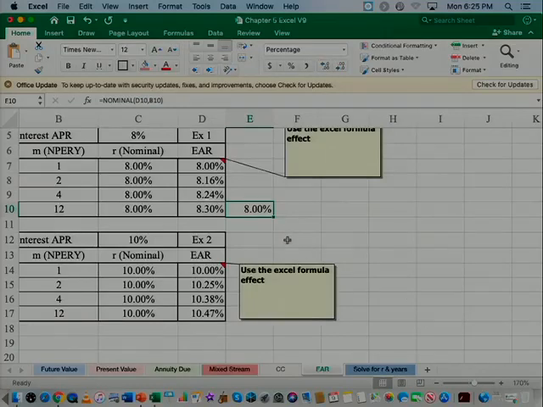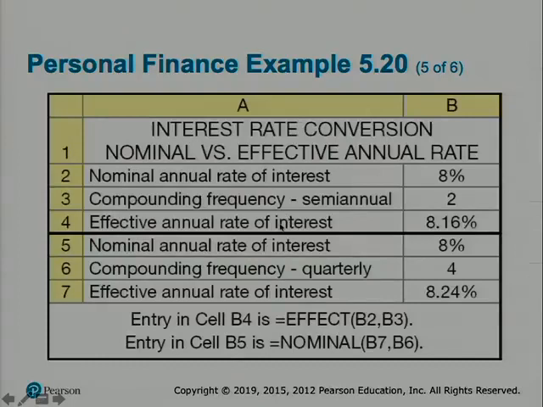Okay. Yeah, so if you had, say in a homework example, they gave you the effective rate and they give you the NPERY and they say, what's the nominal rate? You could use this nominal formula to calculate that.